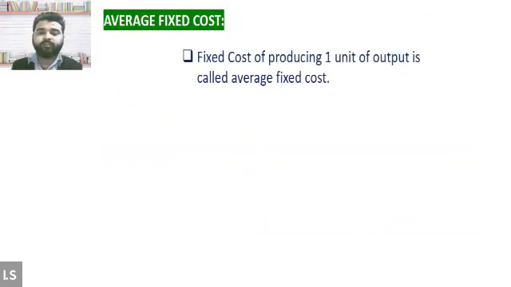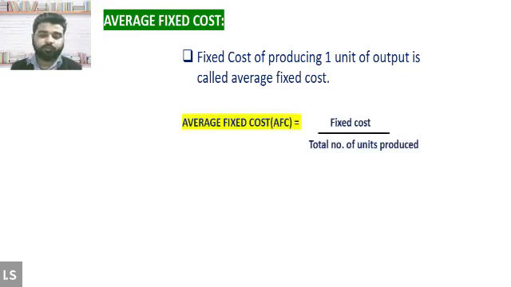So average fixed cost, the meaning of average fixed cost can be defined as fixed cost of producing 1 unit of output. Fixed cost of producing 1 unit of output is called average fixed cost. Now, how is it calculated? It is calculated by dividing the fixed cost by the total number of output produced. So fixed cost divided by quantity will give you average fixed cost.